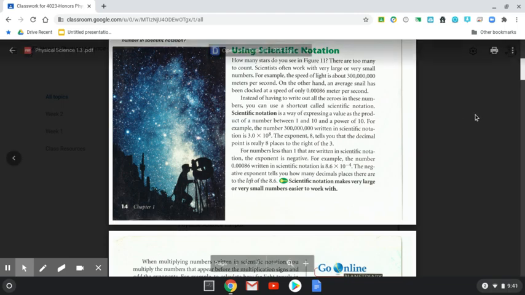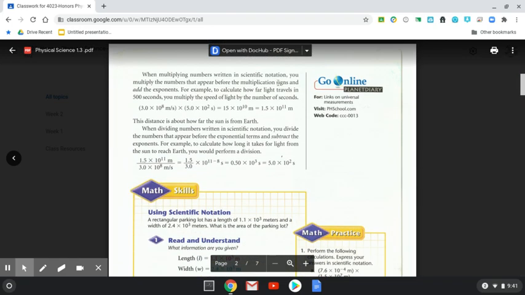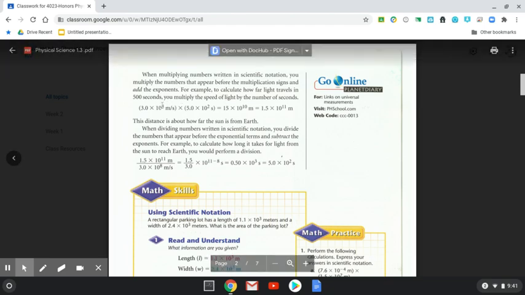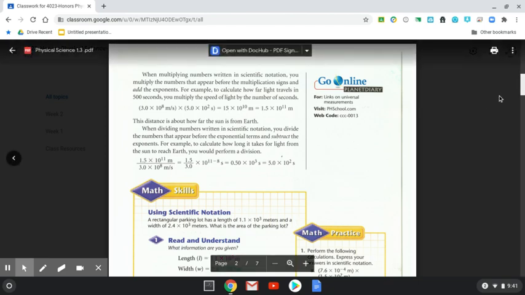Big and small numbers are easier to work with. That should have been reviewed for you in middle school. Here we practice multiplying and dividing. Notice how for multiplying, they take the numbers in front and multiply them together to get 15. 3 times 5 is 15. And then 8 and 2, these exponents on top, they add to get 10. Now notice this number 15 is not between 1 and 10, so they had to move the decimal one time. Of course, that changed the exponent.